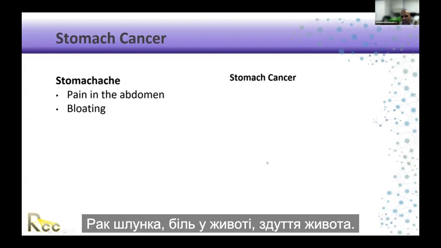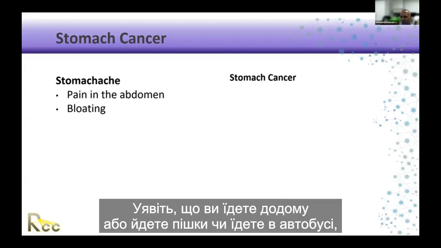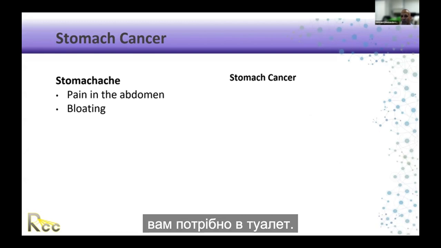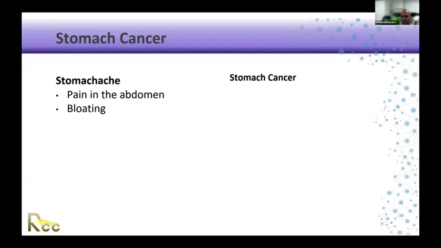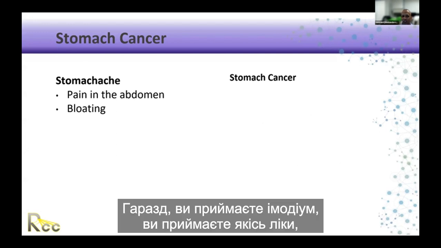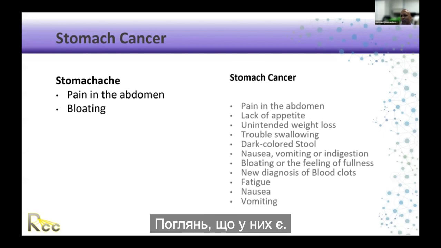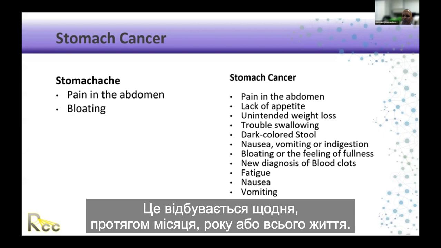Stomach cancer: pain in the abdomen, bloating. Imagine you're driving home or walking home, taking a bus, and now diarrhea is coming. Your stomach is scared. You need to use the bathroom. Okay, you take some Imodium, some medication. A couple of days, three days, a week, you stop eating some kinds of food. We're good. Look at what they got. This happens every day for a month, for a year, or for life.